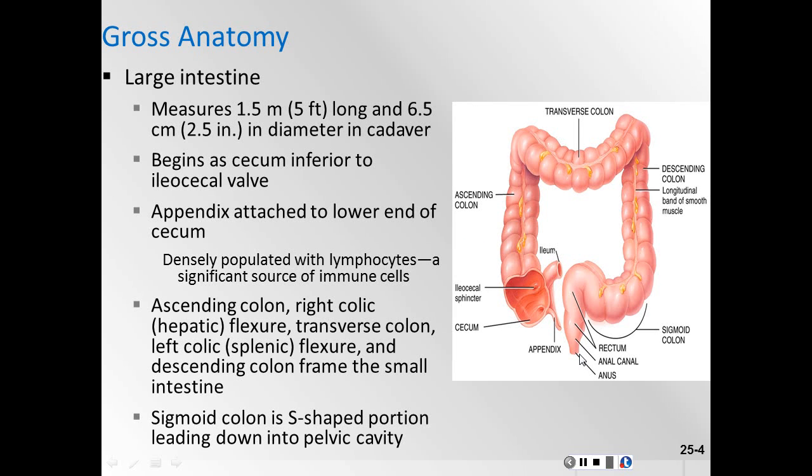So remember, the large intestine has 4 regions: the cecum, the colon, the rectum, and the anal canal. Now let's take a look at the cecum here. The cecum is like a little pouch in the lower right abdominal quadrant, and it's inferior to our ileocecal valve, or the ileocecal sphincter, as you see right here within this particular diagram.